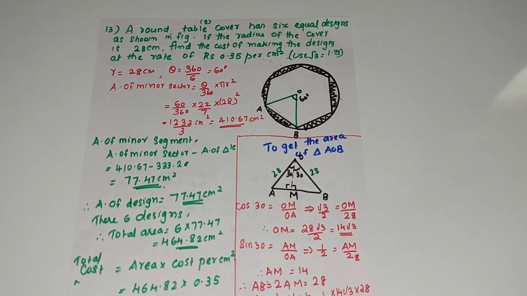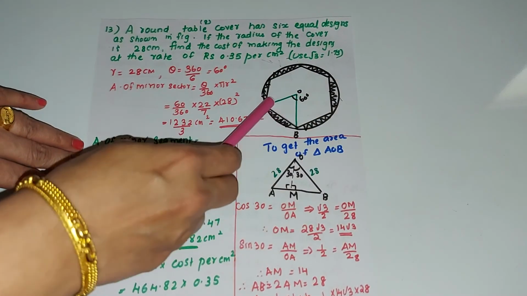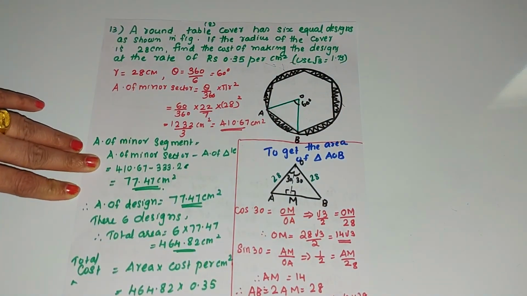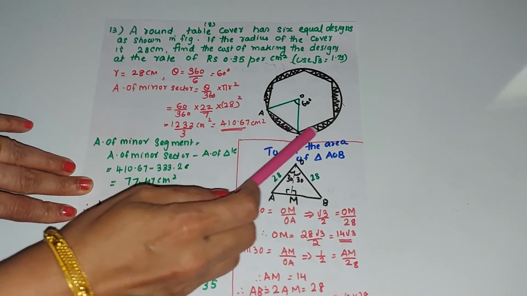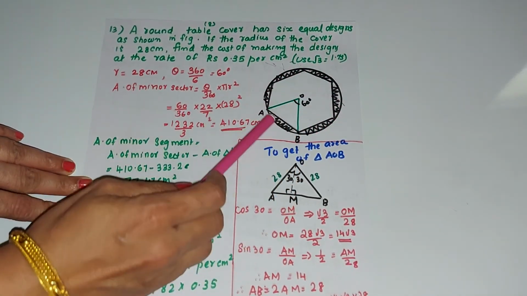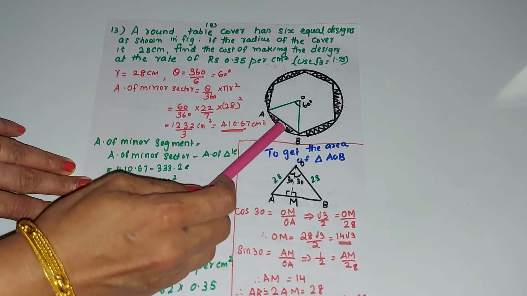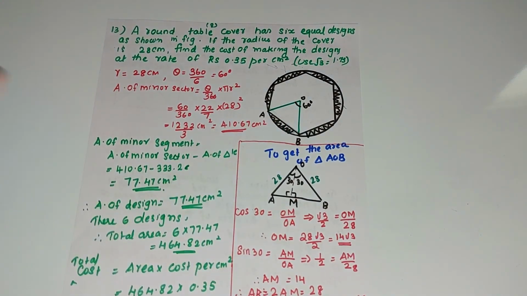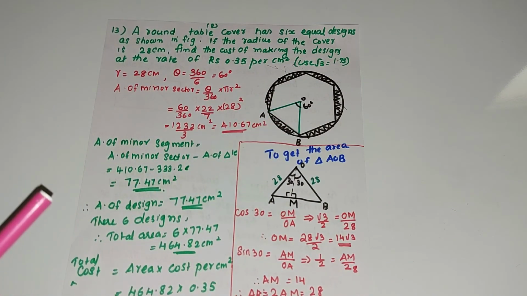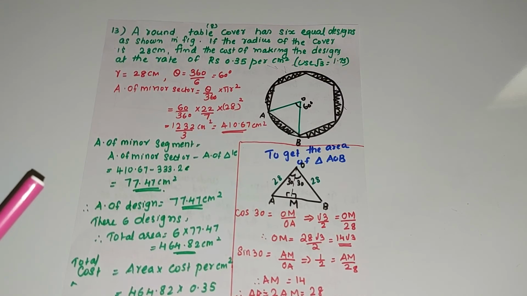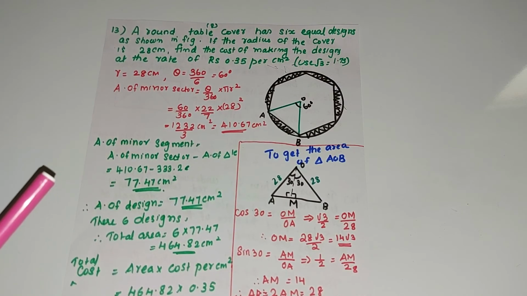Now what about this? This is a minor sector. Our question is to find the cost to make this design. So first you find the area of this part. In the previous problems we found that this is a minor segment. So to get the area of the minor segment, first you find the area of the minor sector and then find the area of the triangle and subtract it. Same way you can do.